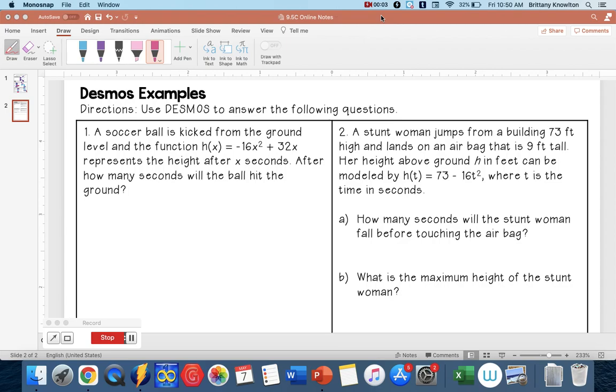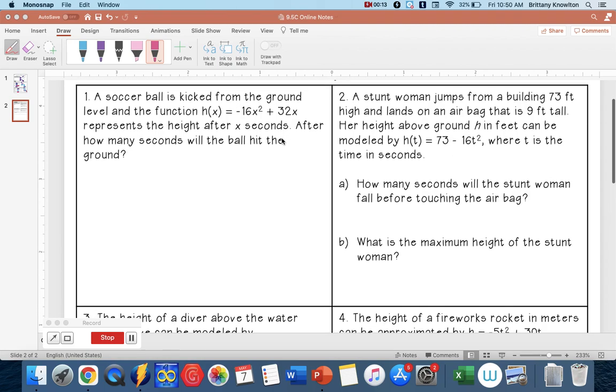Okay, so now for these examples, we're going to do the same thing, but I'm going to use Desmos to answer these. So I'm going to actually type these in and use that graph to answer these questions. The first one says a soccer ball is kicked from the ground level and the function h of x equals negative 16x squared plus 32x represents the height after x seconds. After how many seconds will the ball hit the ground?